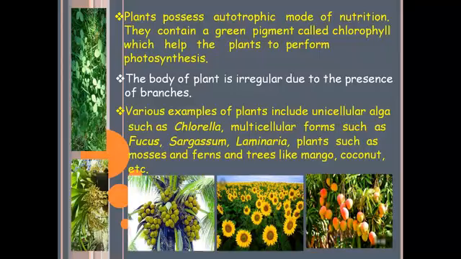Then look at these pictures, so nice pictures. The coconut tree, mango tree and sunflower. So here you have got the orchid. So various types of plants are there. So these were the general characteristics of kingdom Plantae, that is plants. Now let us learn about kingdom Animalia.